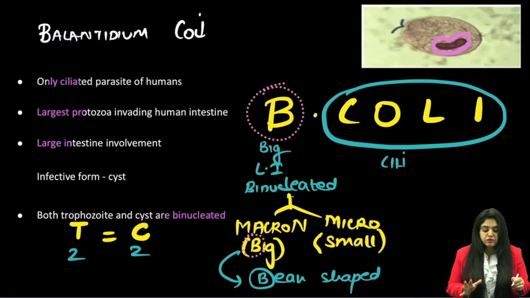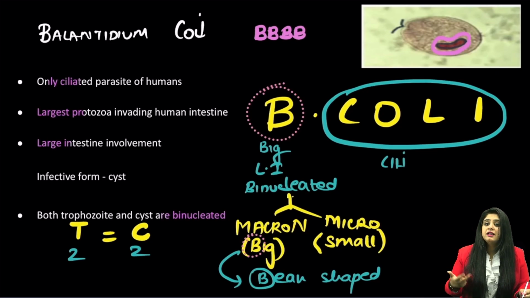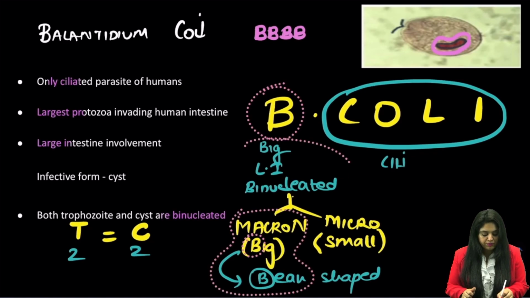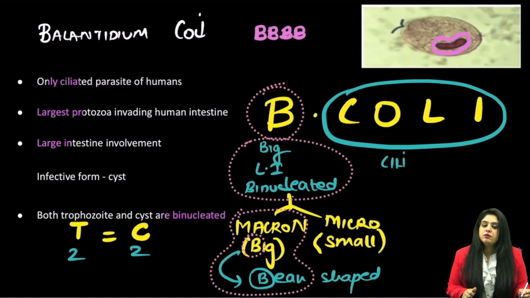Put all the B's together. B for number 1, it's the biggest protozoa. B for big intestine, large intestine. B for how many nuclei? Binucleated. B for which nucleus is bean shaped? B, big wala is bean shaped. The macronucleus over here is going to be bean shaped. These are all the B's that you had to know for Balantidium, and coli will remind you of celi.